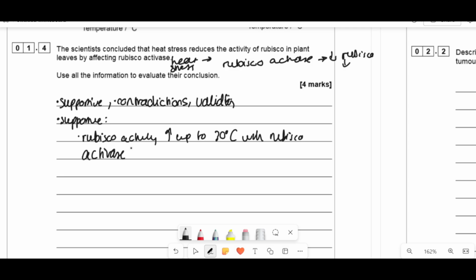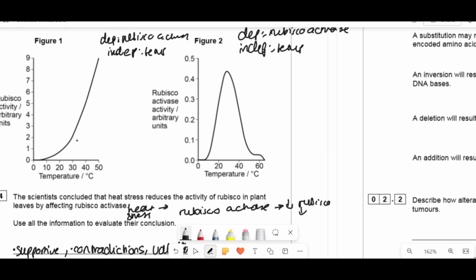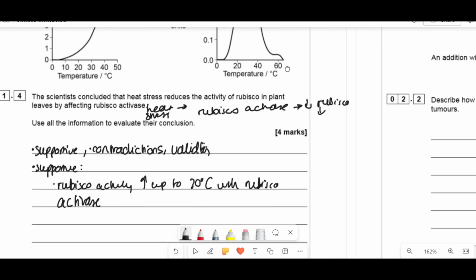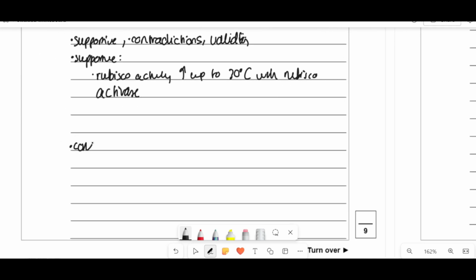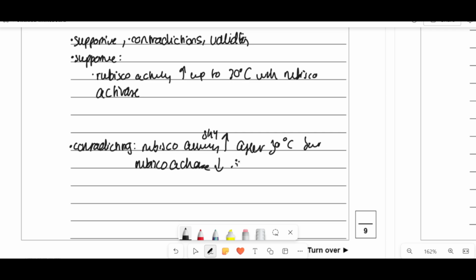Right? But then beyond this point, this is still going higher, but then this is going lower. So that's kind of contradicting, because why would that be the case? Rubisco activity still increases after this 30 mark, but Rubisco activase decreases. Therefore, it must be that the Rubisco activase's optimum temperature, we'll write just RA for short, is around 30 degrees-ish. You write the whole thing, I'm just being short here.